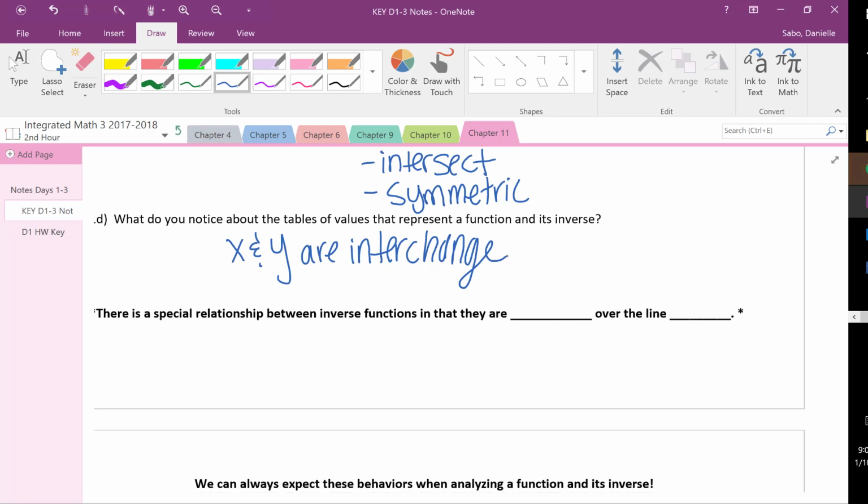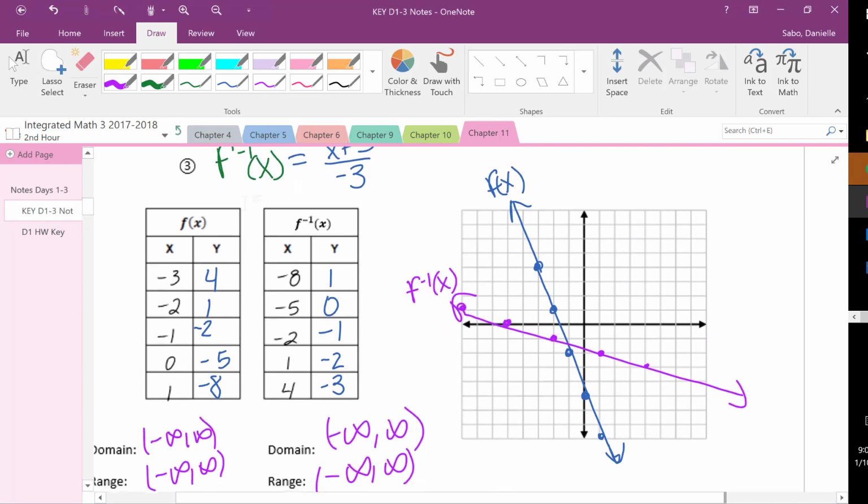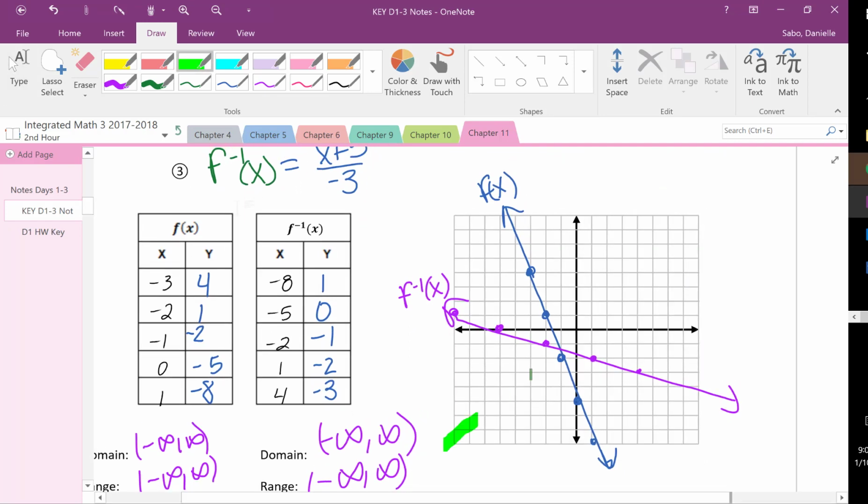There is a special relationship between the two. They are symmetric like we talked about, but they're over some line, and that line is going to be y equals x. Inverse operations or inverse functions are going to be symmetric over the line y equals x. And I can kind of explain that a little bit more in the more accurate one. Okay, if I were to draw my y equals x line in green here, you're going to notice that they're symmetrical. They are symmetric over that line.